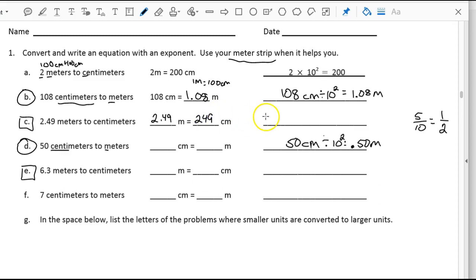So if you think about that, 2 meters, for every 1 meter, you've got 100 centimeters. We've got 2 meters, we've got 200 centimeters. And here we go, 2 is in the hundredths place. So we must be right.